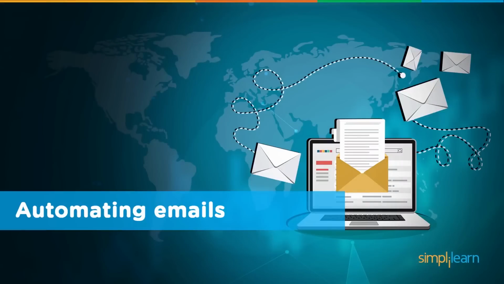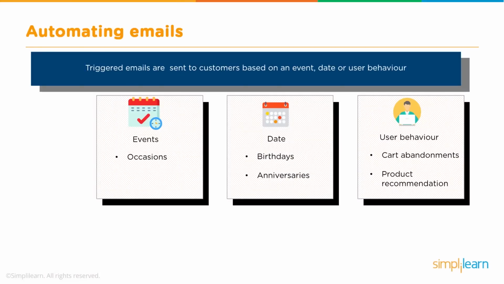Okay, let's talk about automating emails. Email automation. Triggered emails are sent to customers based on an event, date, or user behavior. Okay, so when we say an event, it could be a special occasion like Mother's Day. Okay, it could be a date like a birthday or anniversary or a specific day of the week. It can also be based on user behavior. A good example of user behavior are those who abandon the cart. You can trigger an email.